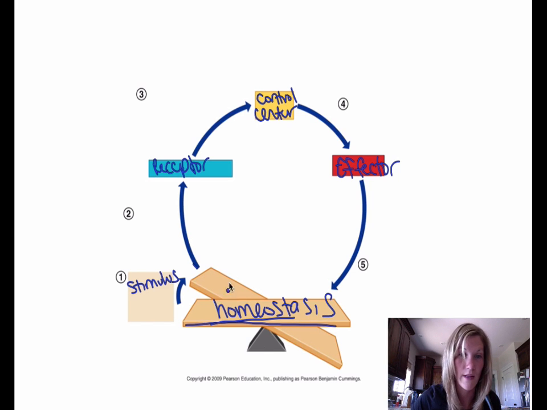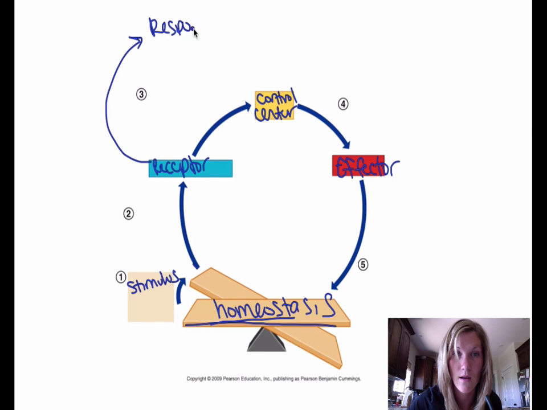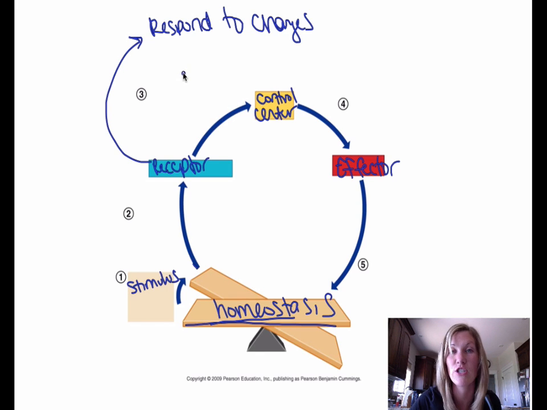Okay, so let's go back through here. The receptor's major job, I better write it up here, is to respond to changes. Those changes can be internal or they can be external. So any kind of stimuli, your receptor is going to respond to those changes. In addition, the other job of the receptor is it's always going to send that information to the control center.